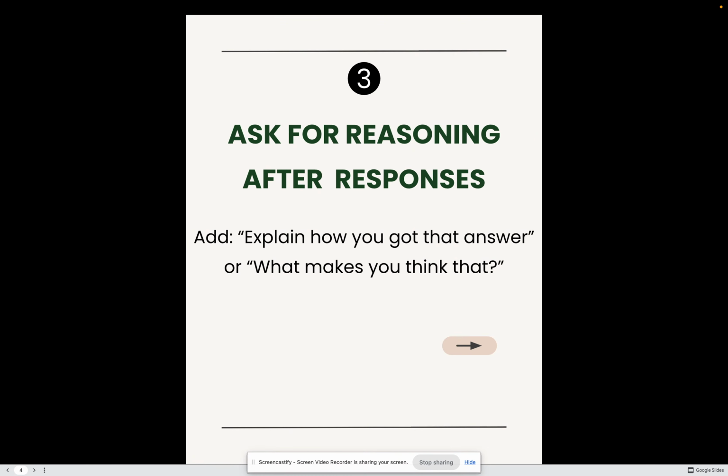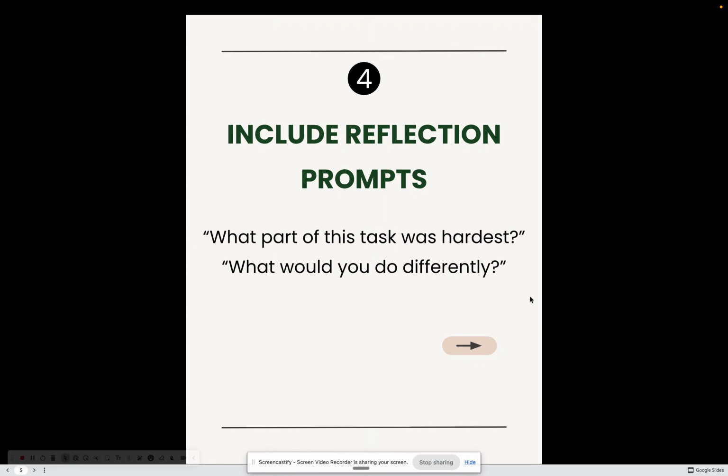When you have your students respond, you can then have the AI respond back with a question like, what makes you think that? Or how did you get that answer? This is really going to push for clarity and critical thinking to, again, support your students with their reasoning. Number 4 is where you can include reflection prompts. This is going to be a great way to encourage reflection.